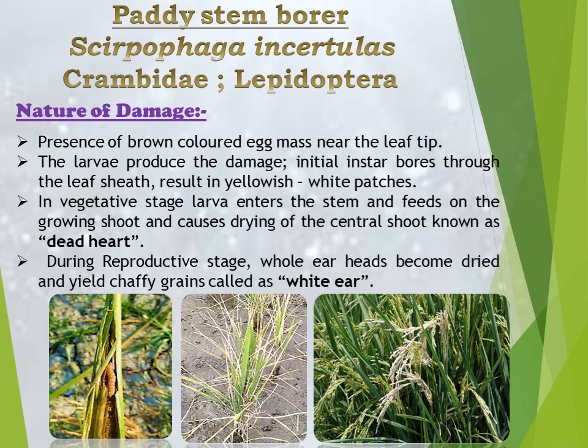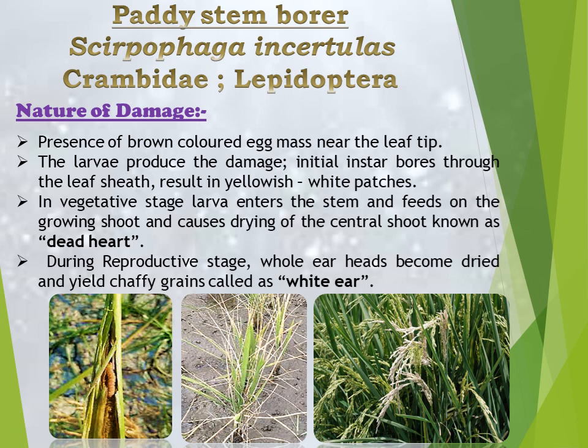The most important and significant damage this pest causes is during the vegetative stage as well as the reproductive stage. During the vegetative stage, when the larva enters the main central shoot, it dries and emits a foul smell, turns white and can be easily pulled out. This condition is known as dead heart. During the reproductive stage, the whole ear heads dry and turn white, and they produce chaffy grains. This condition is known as the white earhead.